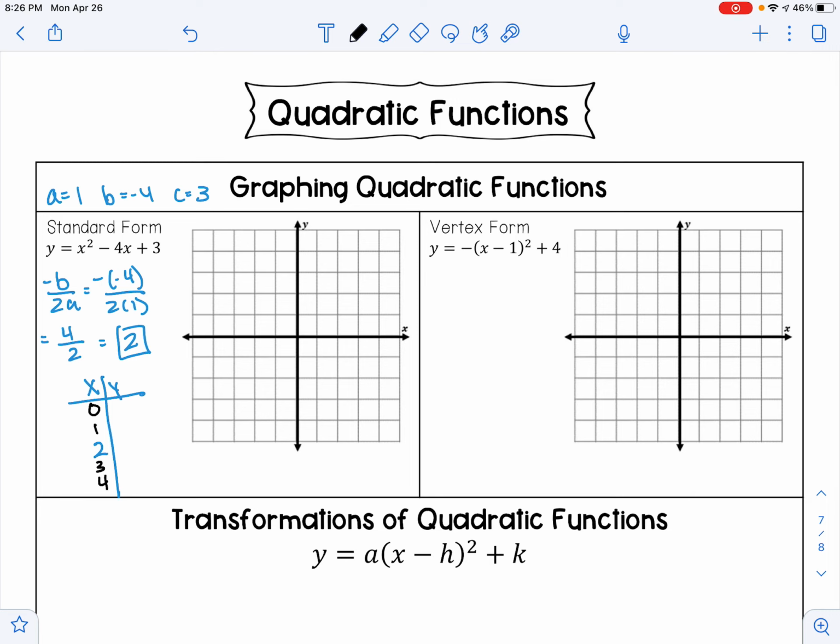And so then you can just go ahead and plug these numbers into your calculator to get their corresponding y values. And so I am just going to go ahead and calculate those numbers.